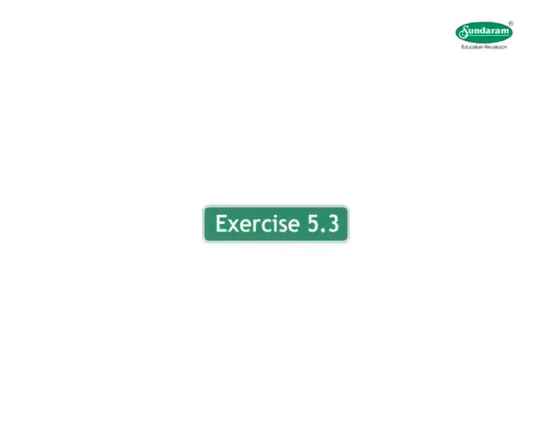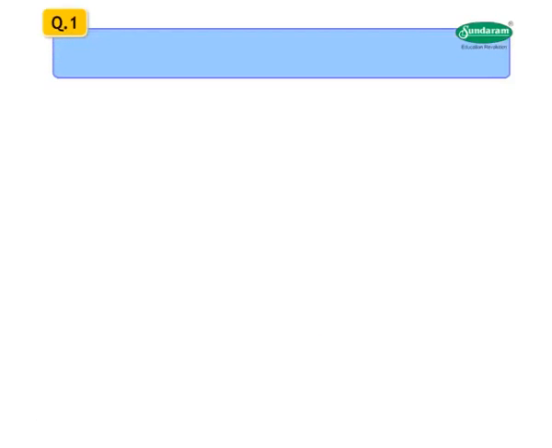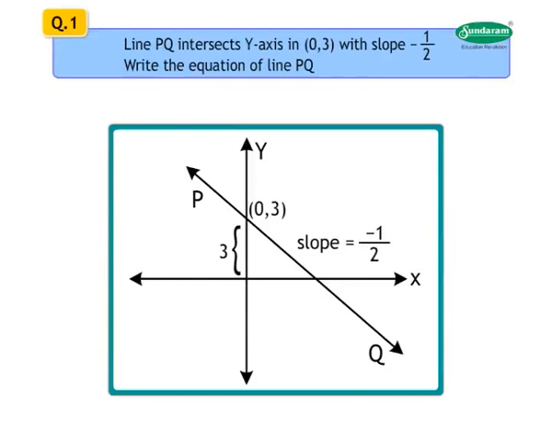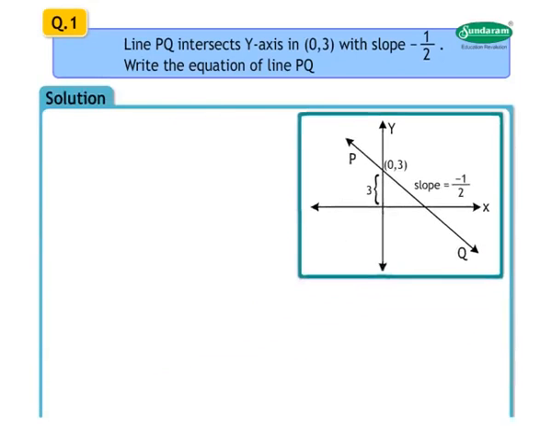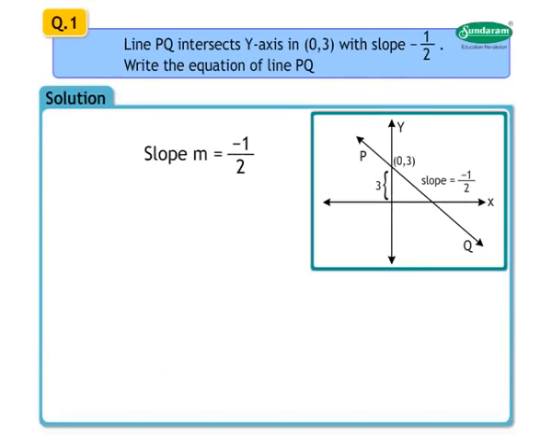Let us solve some problems from exercise 5.3. Question 1. Line PQ intersects the y-axis at (0, 3) with slope -1 upon 2. Write the equation of line PQ. Solution: slope m is equal to -1 upon 2. Y-intercept c is equal to 3.